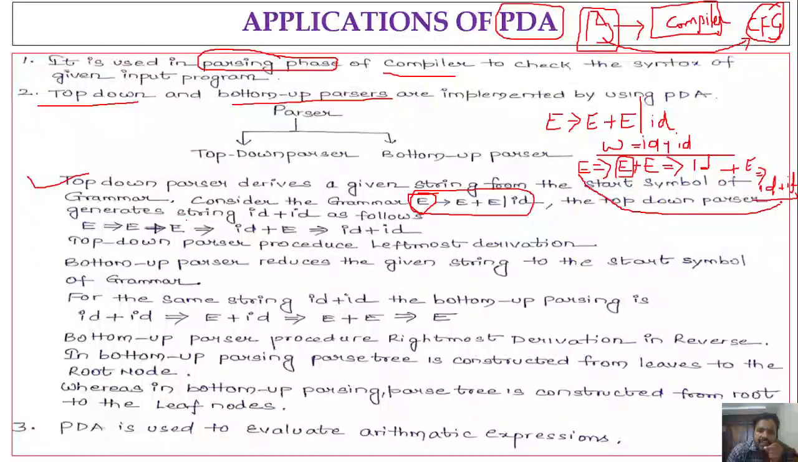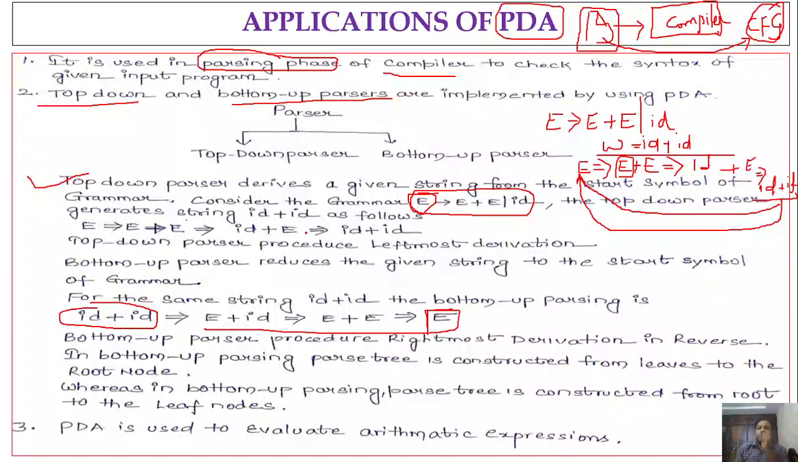If we apply the reverse process, where from a given string we generate the start symbol of the grammar, this is called bottom up parsing. Bottom up parsing is nothing but converting the given input string w into the start symbol of the grammar. See here, id plus id is reduced to the start symbol of the grammar. So these are the types of parsing: top down parsing and bottom up parsing.